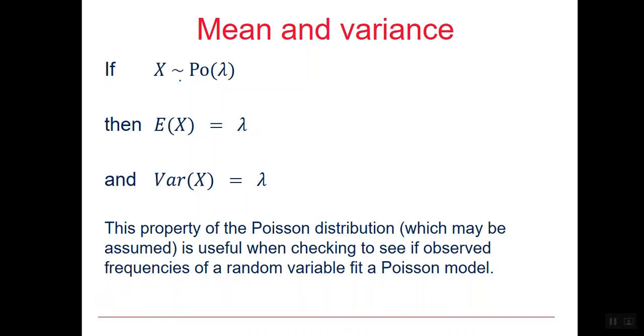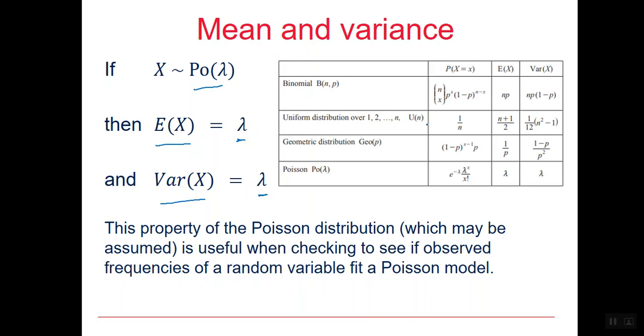Okay, so what we've just discovered from GeoGebra is that when we are modelling using the Poisson distribution with parameter lambda, the expected value, or the mean, is also lambda, and the variance is also lambda. And this is an important property of the Poisson distribution, and we can assume it as well. It's very useful when checking to see if observed frequencies of a random variable will fit a Poisson model. And you are given this in your formula booklet as well.